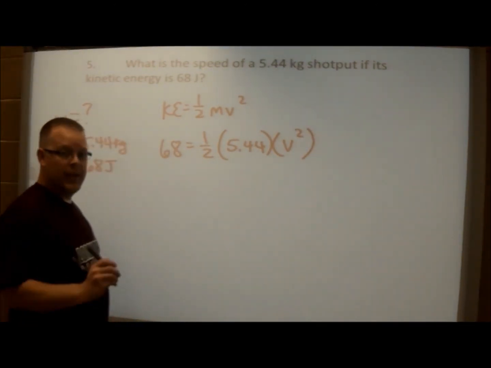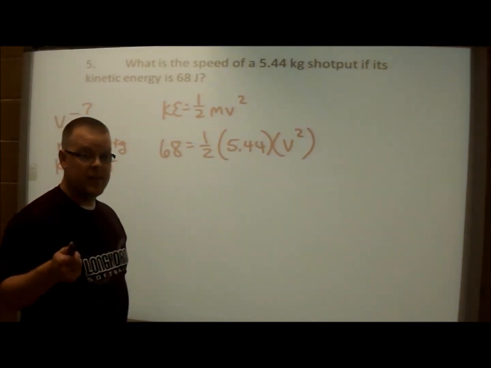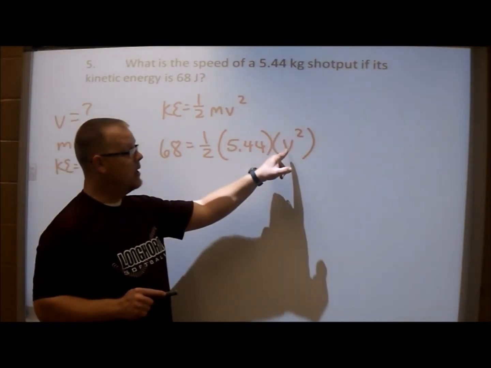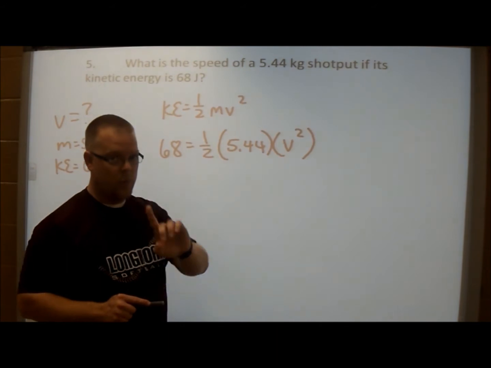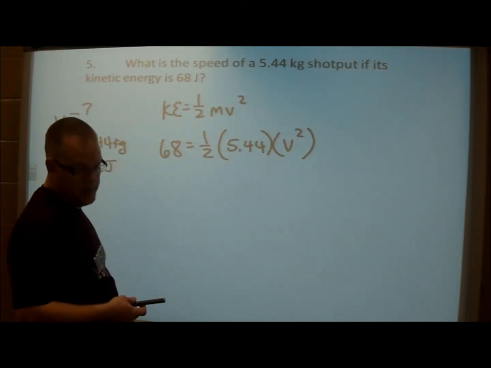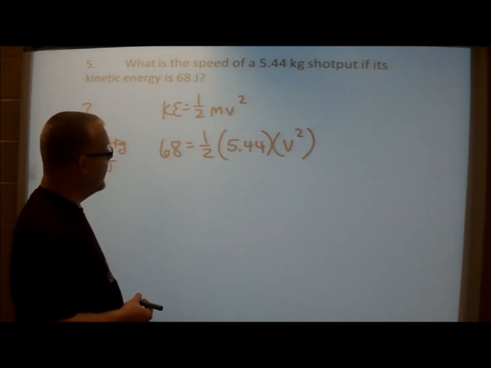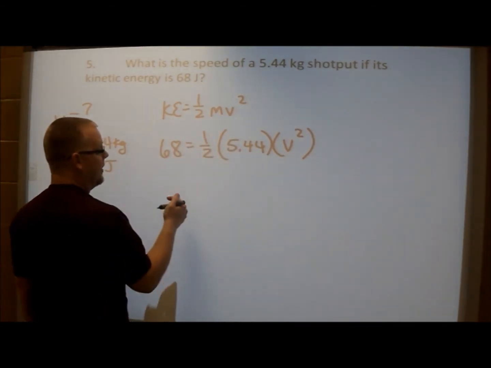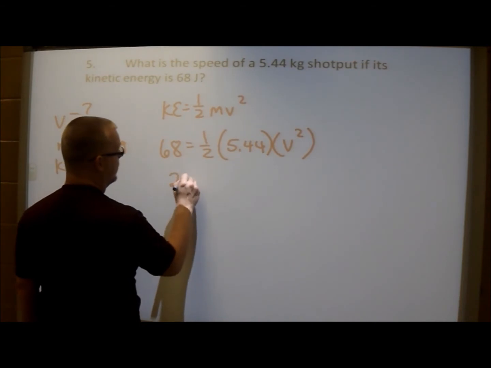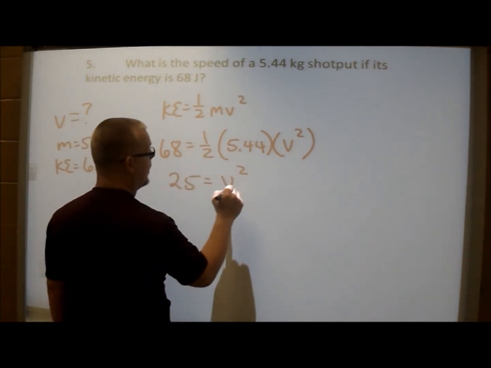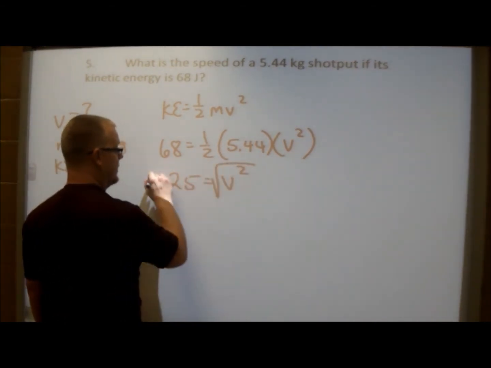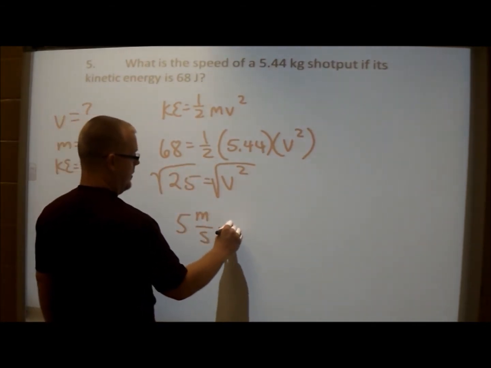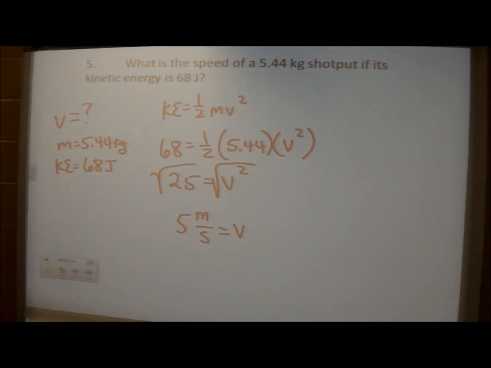In these problems, a lot of times with kinetic energy, the reason why we mess it up is because we forget that square. So don't forget the square. And if we're looking for v, we're not looking for the v squared. We're going to do a square root here in just a few minutes. So for number 5, when I move all this stuff around, multiply by 2, divide by 5.44, I'm going to end up with 25 equals v squared. Take the square root of both sides. I think you don't need a calculator for that. The velocity is 5 meters per second.